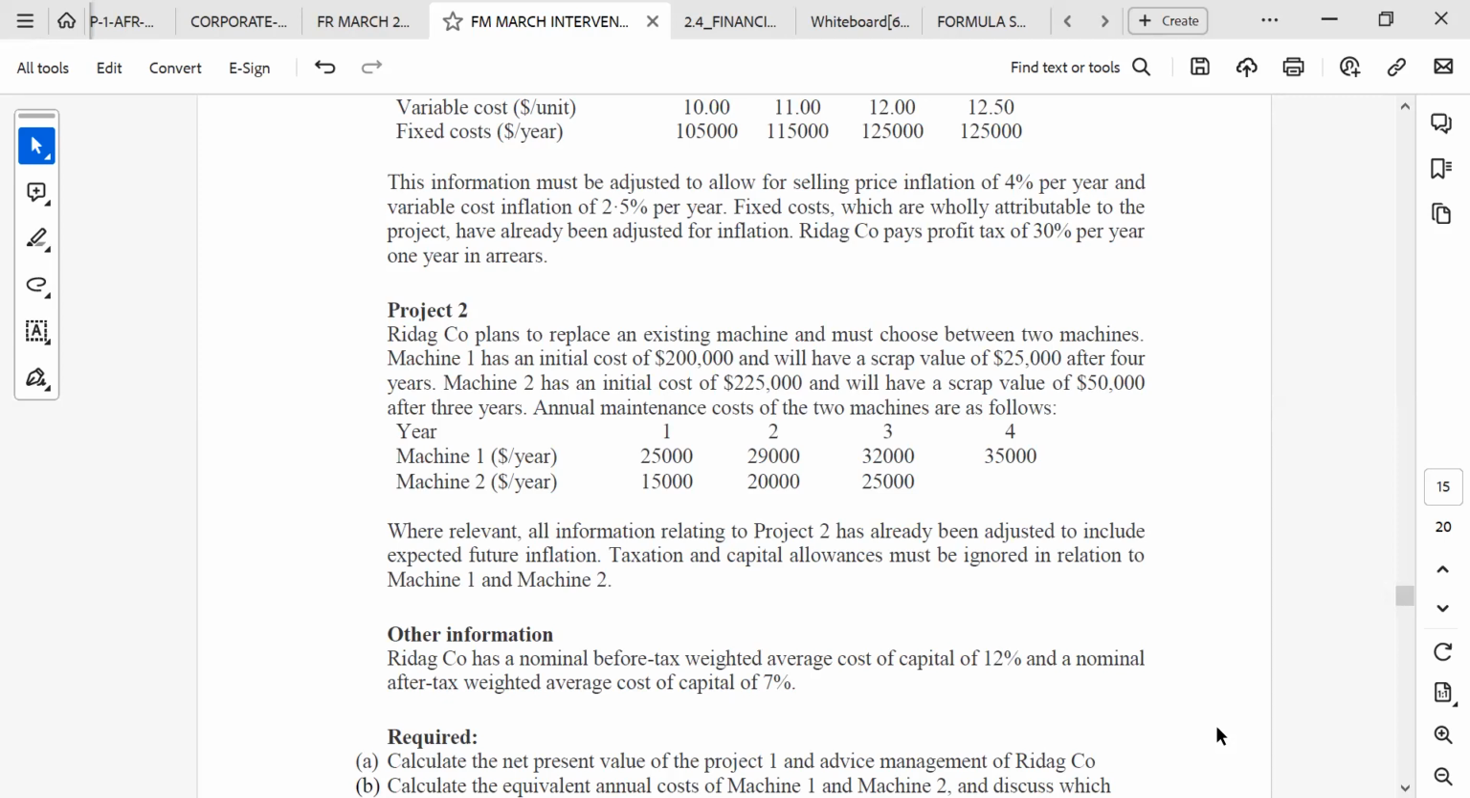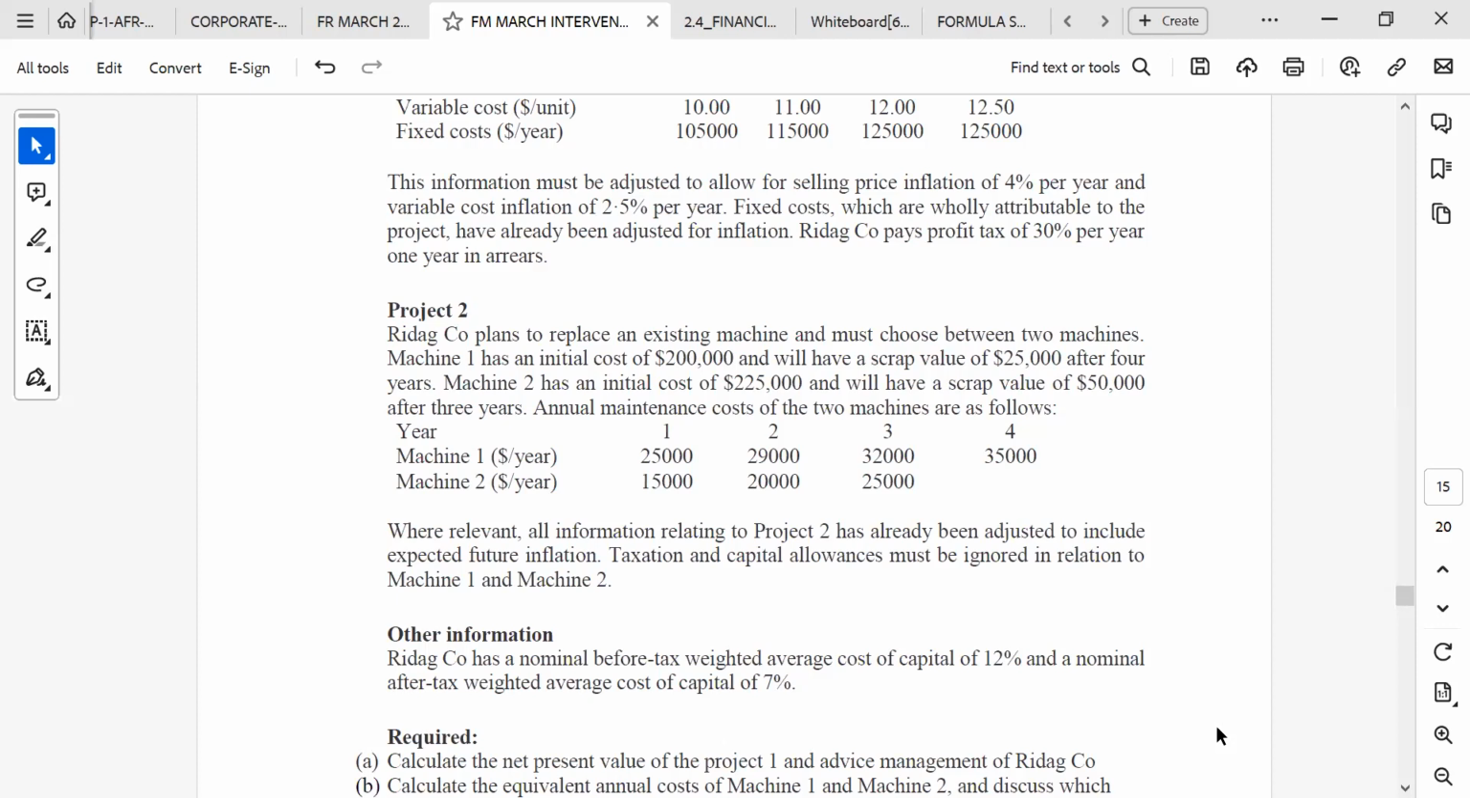Regard Co plans to replace an existing machine and must choose between two machines. Machine 1 has an initial cost of $200,000 and will have a scrap value of $25,000 after 4 years. Machine 2 has an initial cost of $225,000 and will have a scrap value of $50,000 after 3 years. Annual maintenance costs of the two machines are as follows. Year 1 to 4, then machine 1 and 2, the amounts are there.